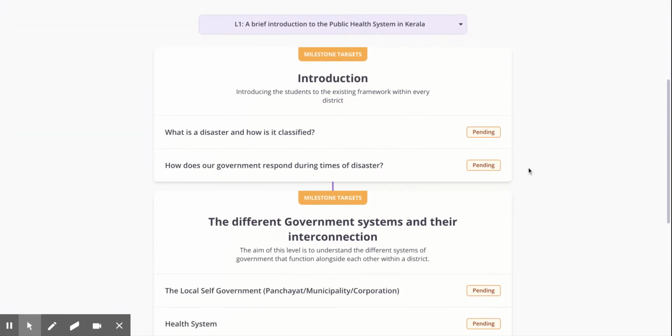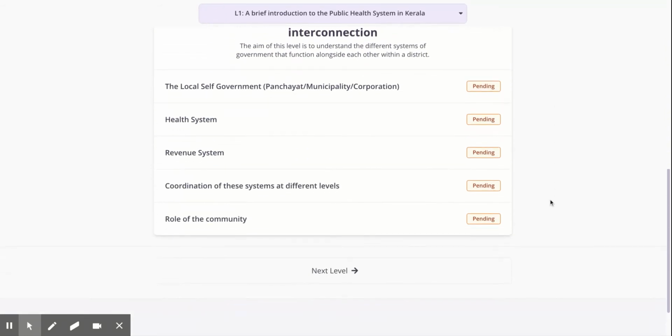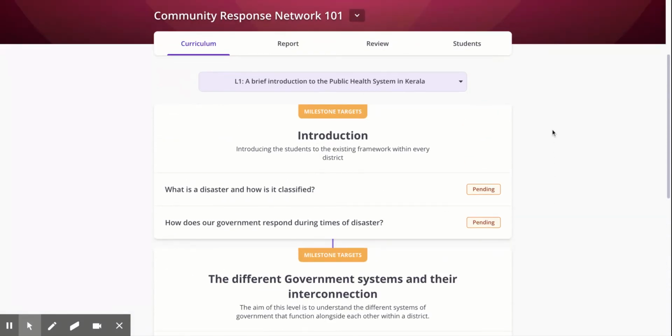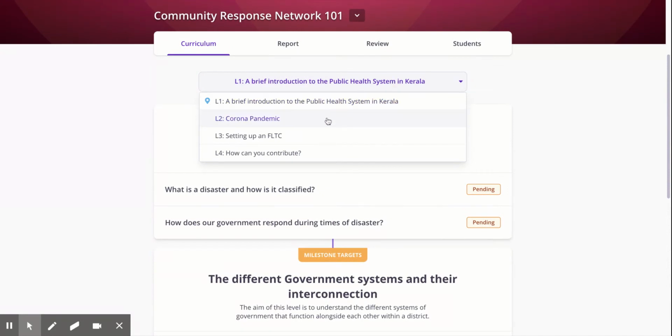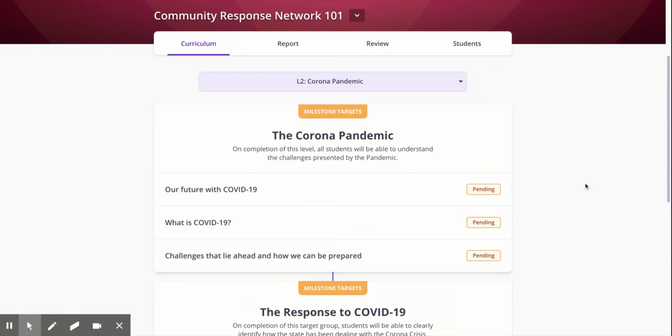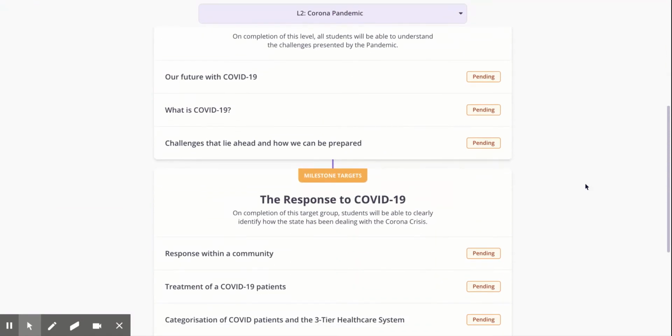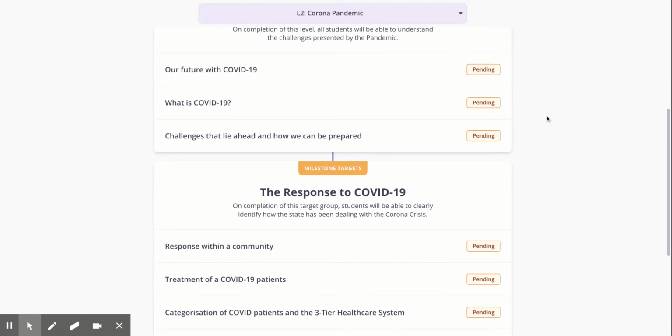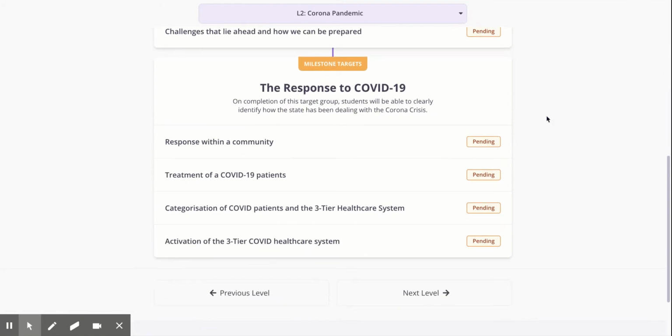So the first level deals with the basic system that's already there within the community. This deals with health system, revenue systems, and all the other different wings of the state. Let's move on to the next level, level two. Level two deals with more details about the pandemic and how to respond to the pandemic.